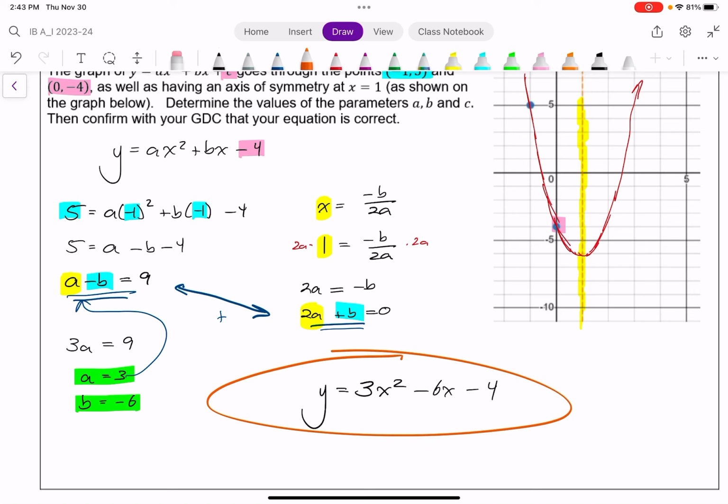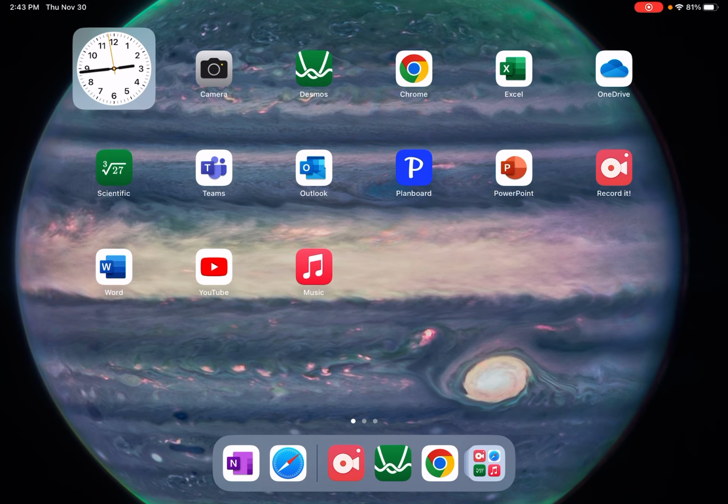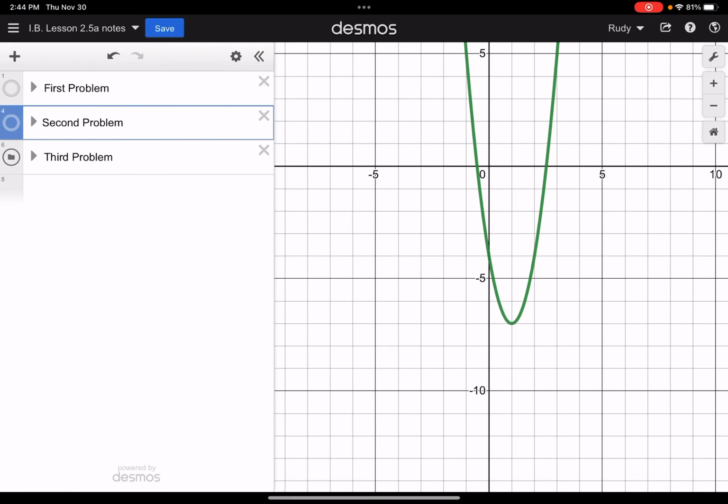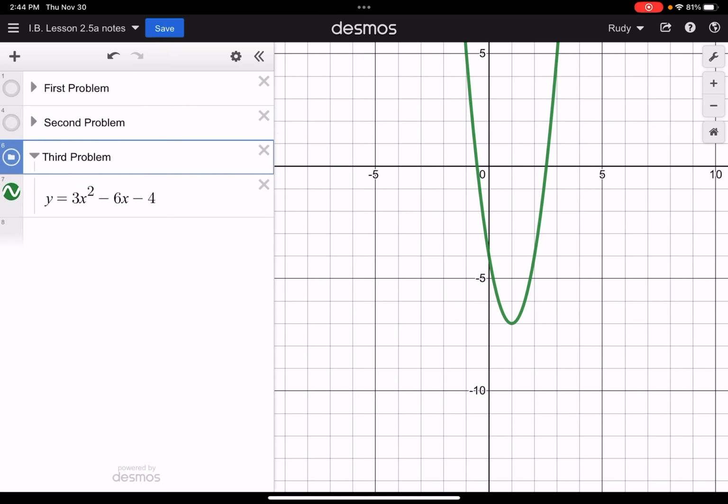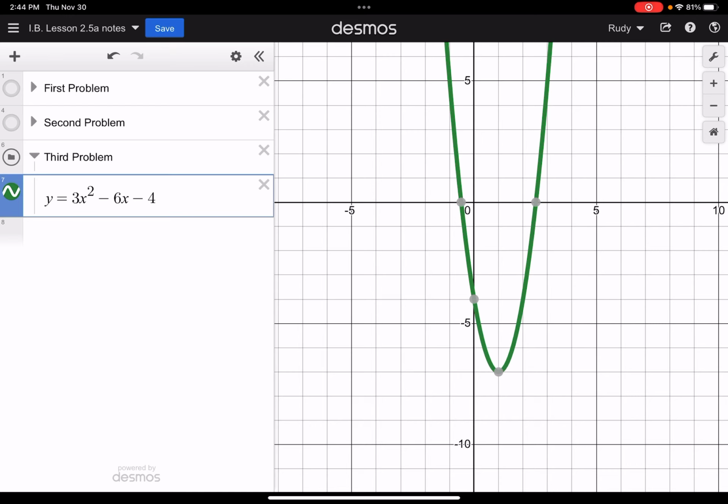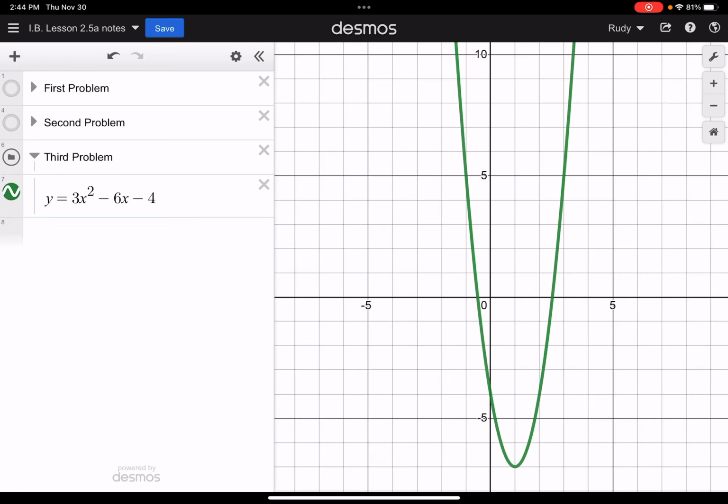So there's the equation. And to double check on a graphing device, let's just switch here. I'll go into Desmos, turn this on. This is the equation I just figured out. And just notice a few details. The vertex is at 1 on the x. It does have a y-intercept of 0, negative 4, and it does go through 1, 5 up here. So I am right. That's good. Probably shouldn't be teaching this if I wasn't right.